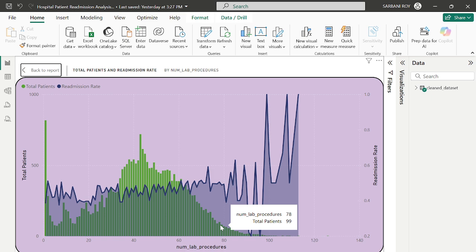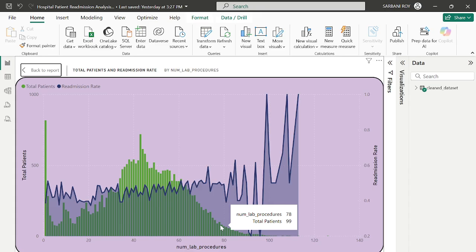It is important for the visuals that hospital administrators can use these insights to flag high lab procedure patients as high risk, ensure proper post-discharge care of the patient, review testing protocols to balance cost and benefit, and predict which patients may need readmission prevention programs.